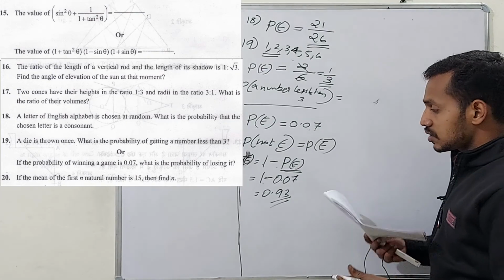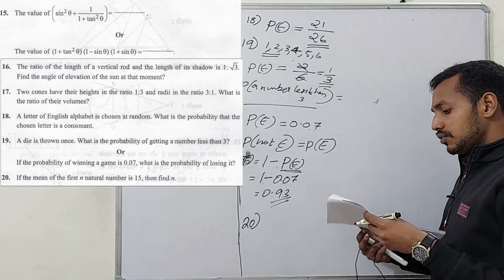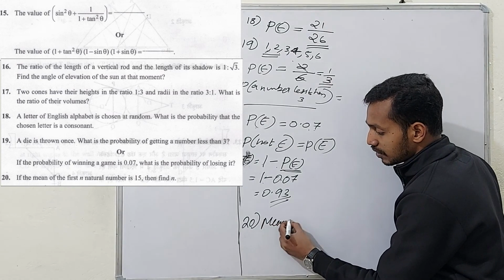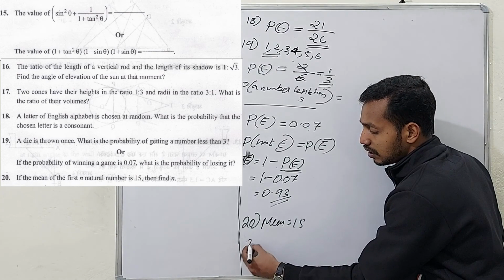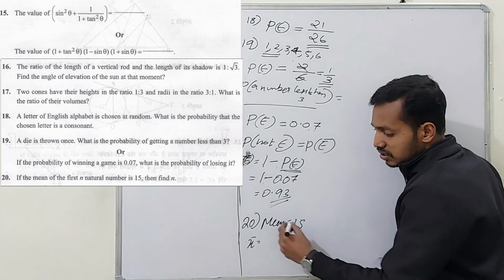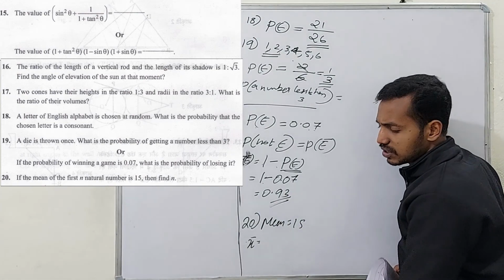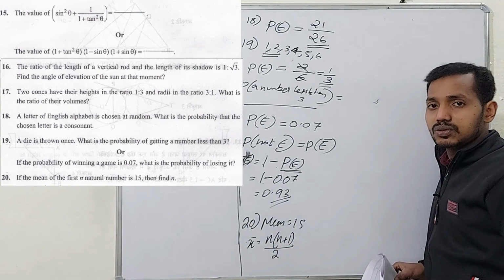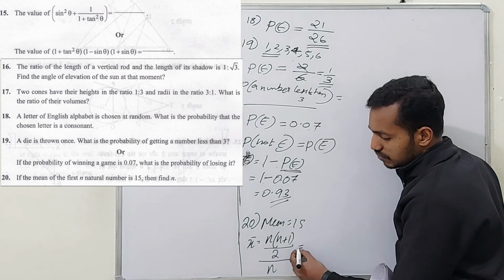Okay. Now come to the last question under the 1 mark section, that is question number 20. It is stated that the mean of the first n natural numbers is 15, then find n. What is the formula for calculating the mean? Mean is equal to the sum of all observations divided by the number of observations. That means the sum of all first n natural numbers divided by the number of natural numbers. What is the sum of the first n natural numbers? We have learned from the chapter Arithmetic Progression that it is n into n plus 1 by 2, divided by the number of natural numbers, which is equal to 15.